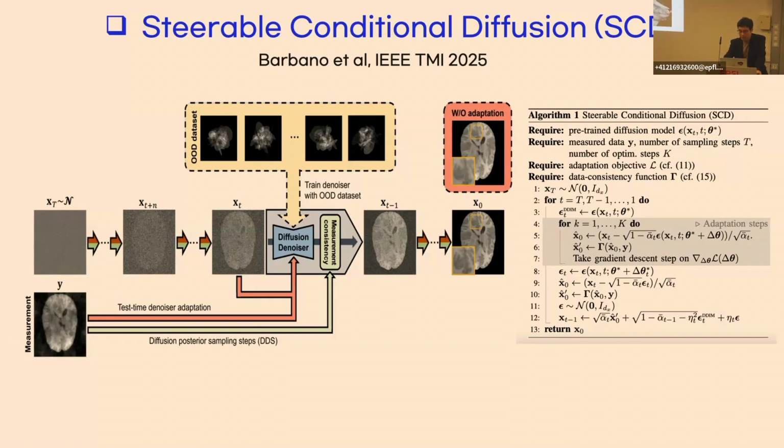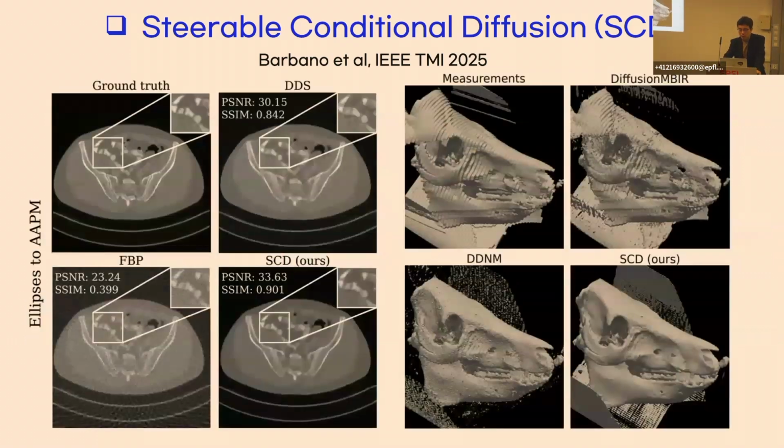Okay, and based on that, you can have the result here. For example, this one is the ground truth image. If you see here, this is trained with only the phantom data, ellipse data. You may see an ellipse-like artifact here, a cartoon-like artifact. And now this is the steerable conditional diffusion.